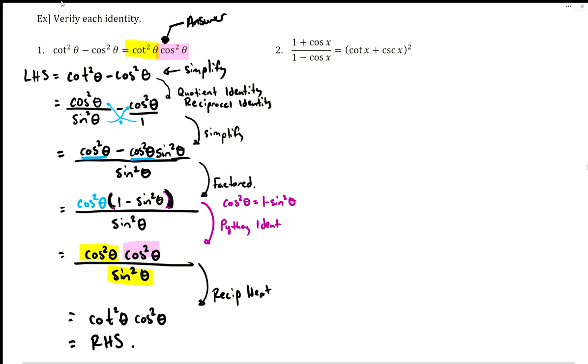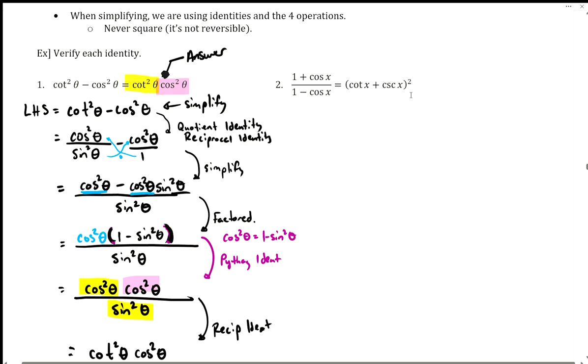Okay, so let's do this one too in the same video. So if you need to pause, do it. But let's break this one down too. All right, so we choose whichever side we want to. I chose the left-hand side on that video. I could have chosen the right-hand side. On this one, I think that's what I want to do. I'm going to choose the right-hand side on this problem.